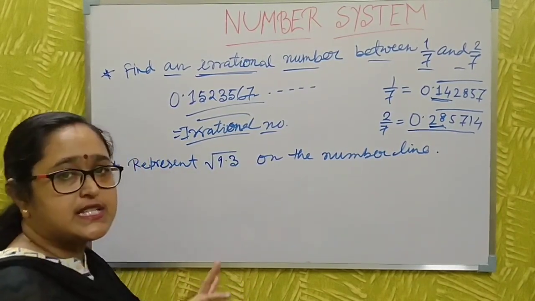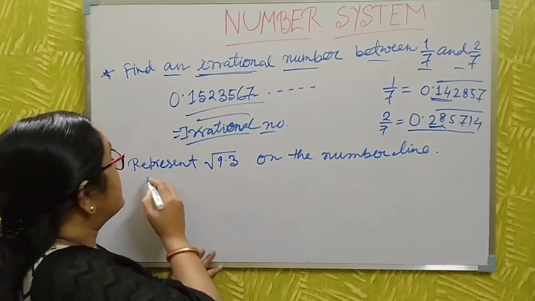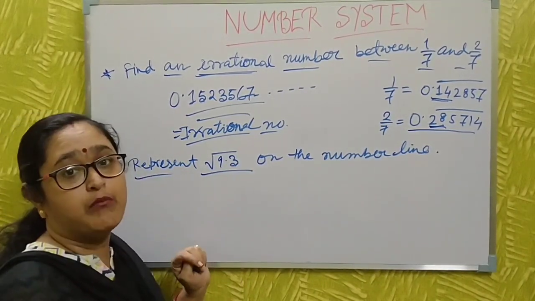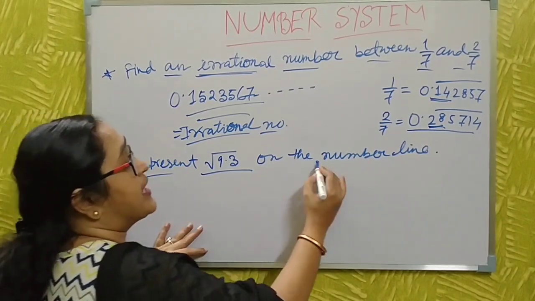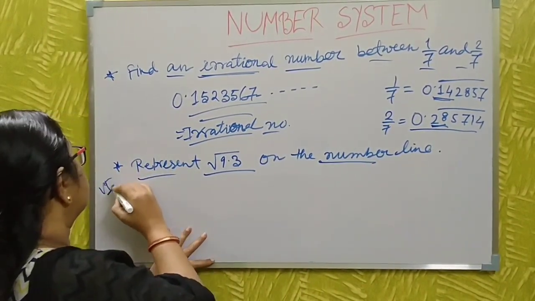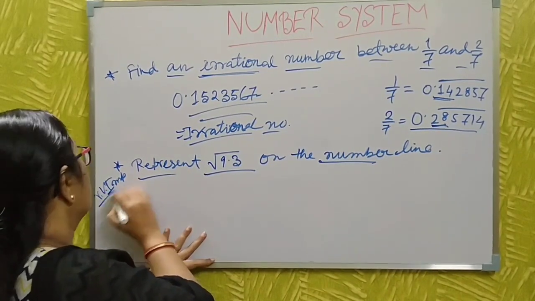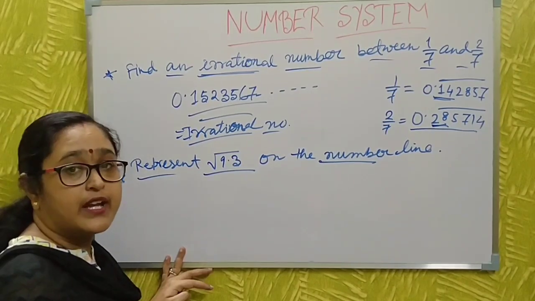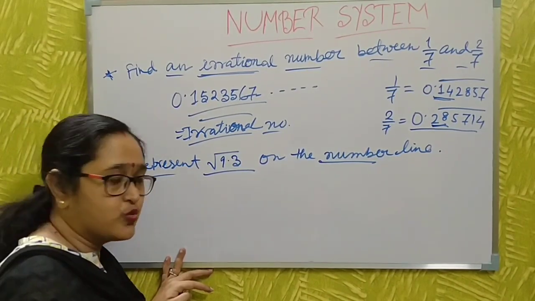Okay, now I discuss another thing. How is it possible to represent a decimal number, a square root number, on the number line? How is it possible? This is a very important thing also. The under root decimal number is in the number line. How is it possible to do?